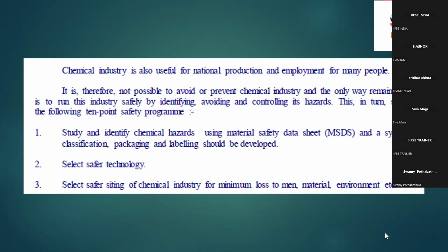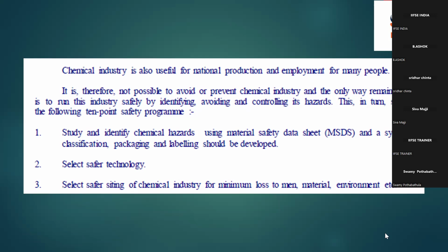Then select safer siting of the chemical industry for minimum loss to men, material, and environment. Safer siting means the location. So I can't set up a chemical industry in the center of the city or the center of a village. I can define an industrial area, and only there can I give permission to build the chemical factory or industry. That's where all these industrial corridors or SEZs, special economic zones, come in.